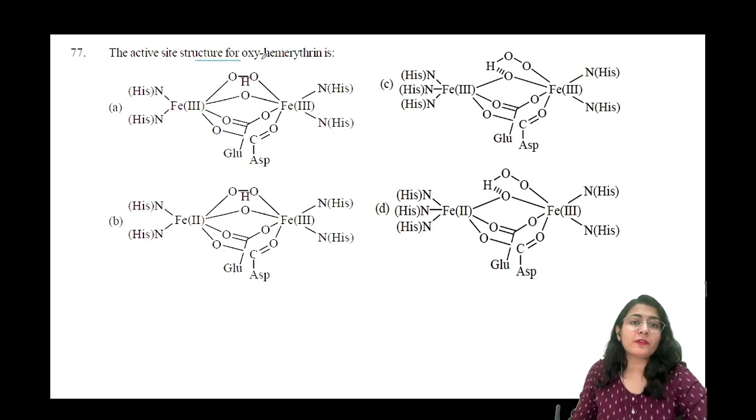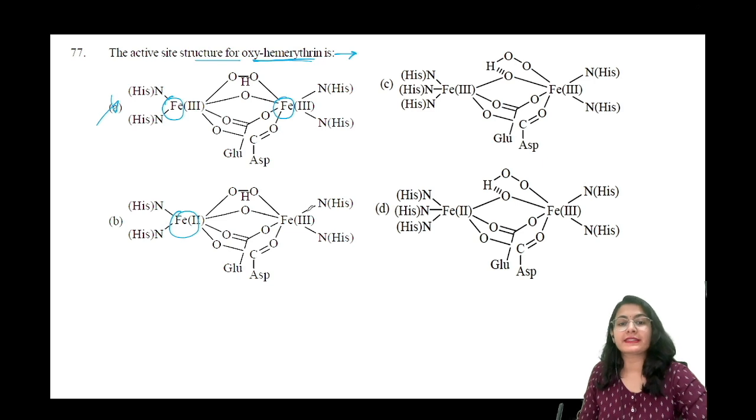Active site structure for oxyhemerythrin is, yeah, so the direct structure of oxyhemerythrin, right? Just stop the video and figure out which is the correct structure. First thing, both of the iron cannot be pentacoordinated, so this is wrong. One of the iron has to have 3 histidines. Again wrong. Here 3 histidine and this one 2 histidine. So these two are looking correct.